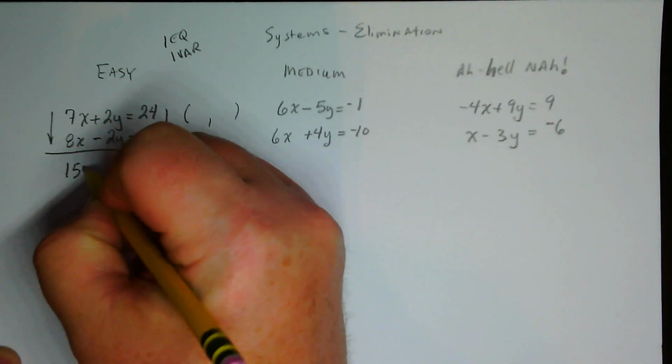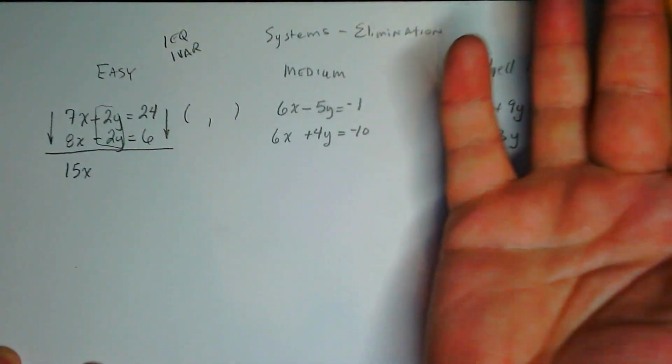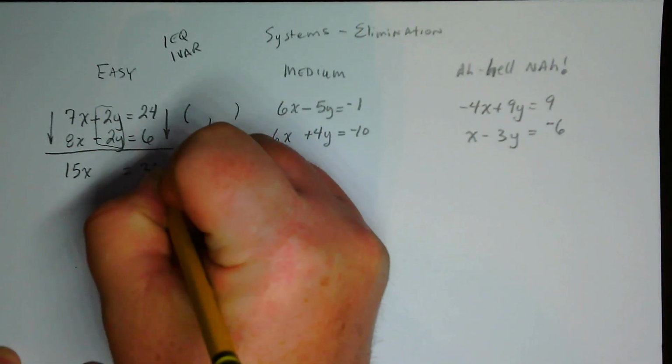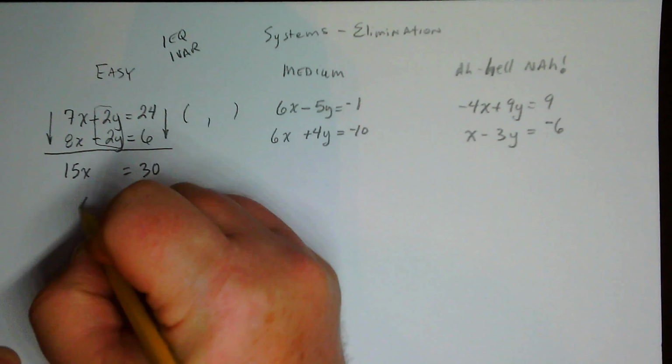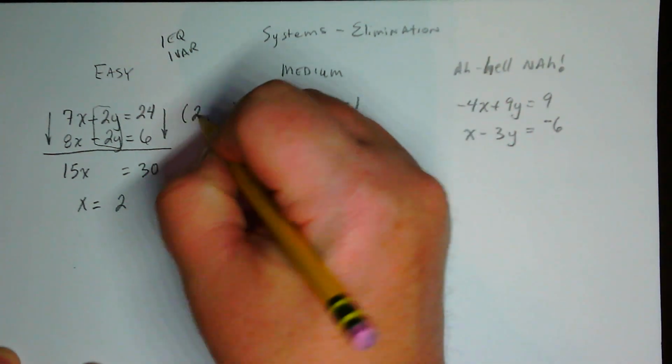So here we have 15x. That's 0, right? This right here is just 0. I don't even need to write it. Equals 30, right? 24 and 6 is 30. So x is 2, because 2 times 15 is 30. Divide by 15, whatever. 2 times 15 is 30. So I know that's 2.